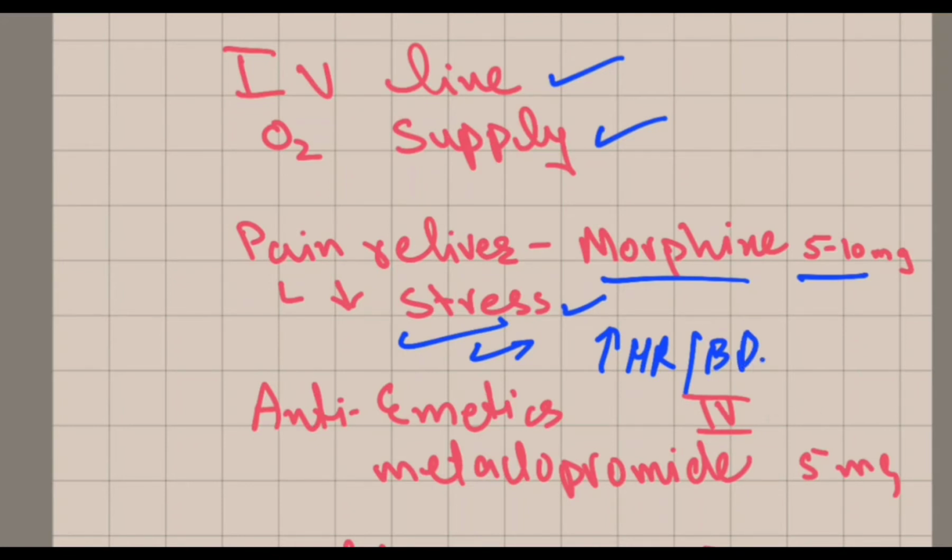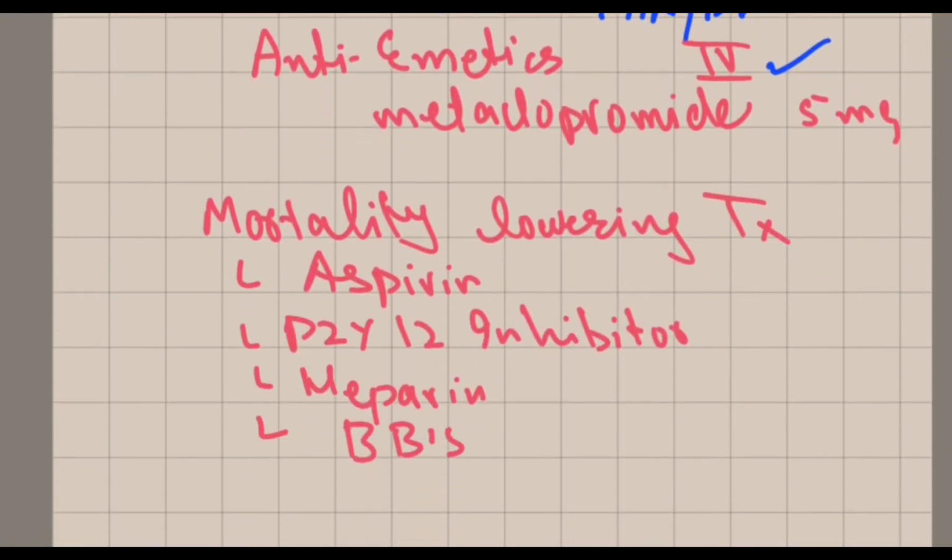And then we will give antiemetics by IV such as metoclopramide. The mortality lowering treatment is aspirin, P2Y12 inhibitor, heparin, and beta blockers. These are the drugs which are included in the management of unstable angina.